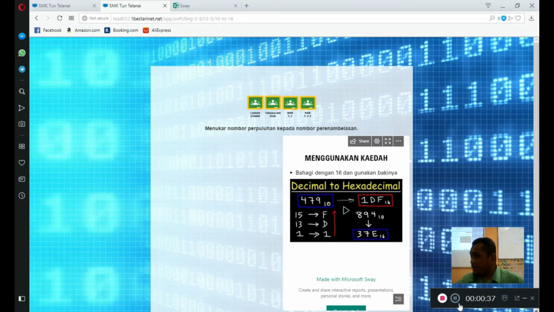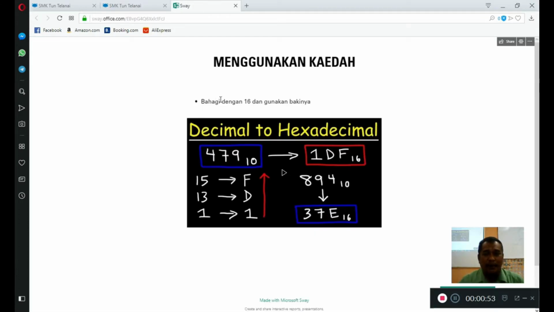Itu darab 8 kan. Kita bagi. Lepas tu kita darab 8. Yang ni kita bagi. Lepas tu bakinya tu kita darab dengan 16. Kita menggunakan kaedah bahagi dengan 16.